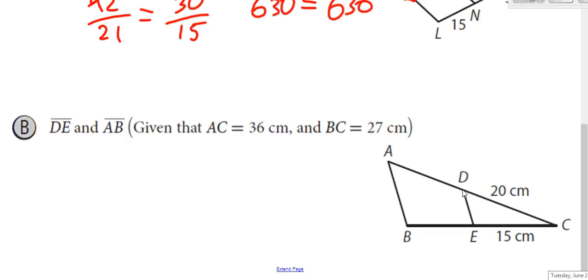Do the same thing here for DE and AB. If the side lengths are proportional, then they're parallel. So we're told AC, which is the entire length, is 36. So since we know that this piece on the right is 20, that means the piece on the left would have to be 16, so that they add to equal 36. And then BC is 27. So if the entire length there is 27, the side on the right is 15, so the side on the left must be 12.